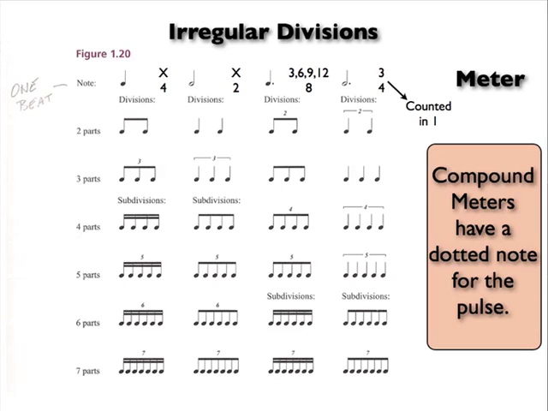Duplets, triplets, quintuplets, quadruplets, sextuplets, septuplets, those are all irregular divisions. A division is when a note is divided into its equal numbered parts, and a subdivision is when those equal numbered divisions are divided into their numbered parts. So if you have a quarter note, the division is 2 eighth notes, the subdivision is 4 16th notes.